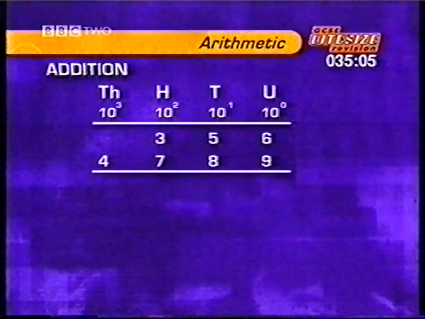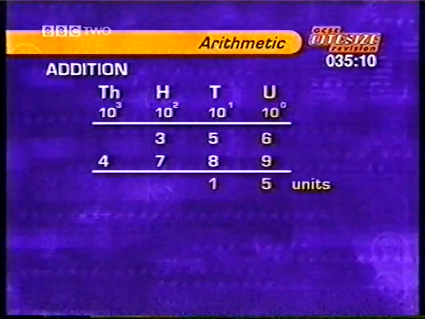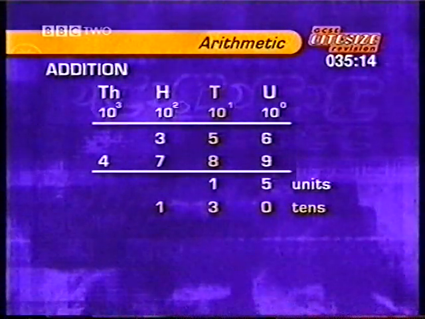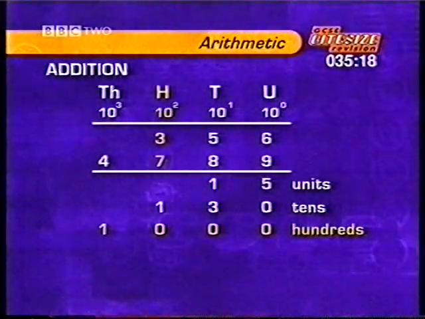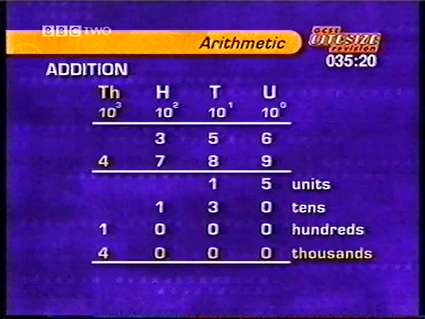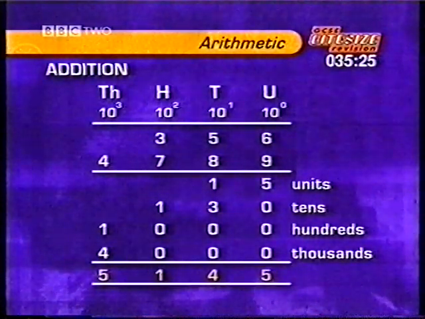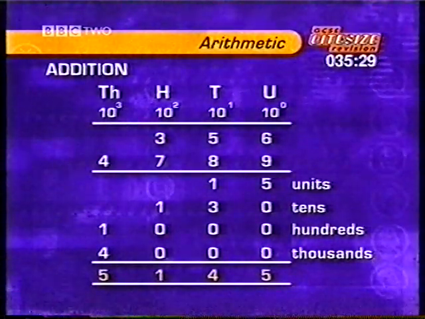Some people find it easier to lay out the numbers in columns. As before, add the units, the tens, the hundreds and so on separately. The units 6 and 9 add up to 15, the tens 50 and 80 add up to 130, the hundreds 300 and 700 add up to 1,000, and there's another 4,000. Adding the subtotals gives the answer 5,145 as before. This is not quite the same as the formal written addition method involving carrying.